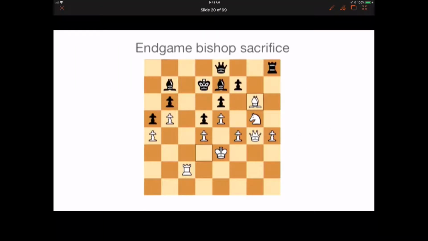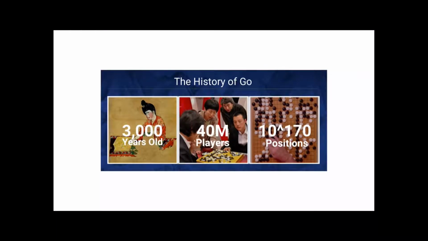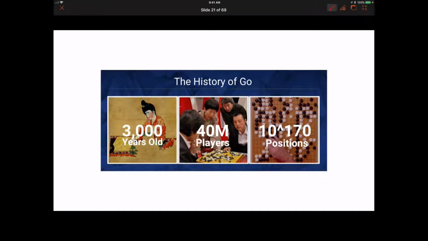And here's a famous chess game that was played, and here was the sacrifice of a bishop, which then led to winning the endgame in this case. Now, very briefly about Go. It's 3,000 years old, 40 million players at least, and it has 10 to the 170th power of positions, which is more than the atoms in the universe. So that is the complexity that can be achieved in this very simple looking board game.